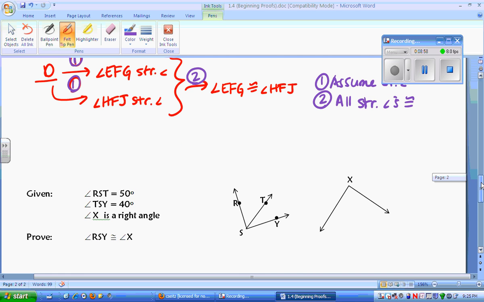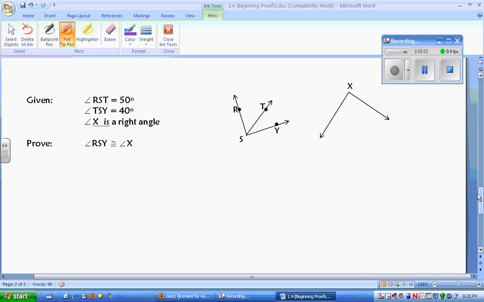Alright, last one's a little bit harder. It's got 5 steps, so bear with me. Ready? Angle RST is 50, so we know this one is 50 degrees. We know TSY is 40, and we know angle X is a right angle. Okay, so we're trying to prove RSY is congruent to angle X. How do we do that in a proof?